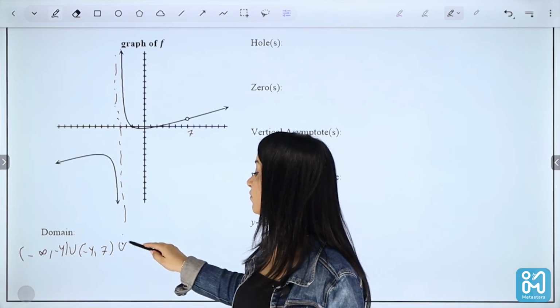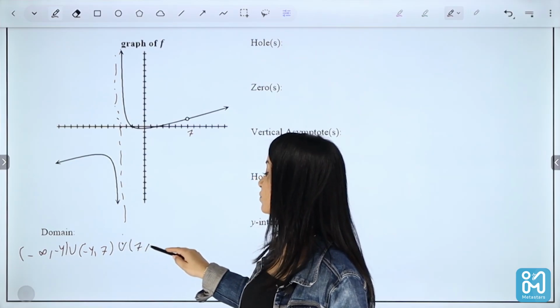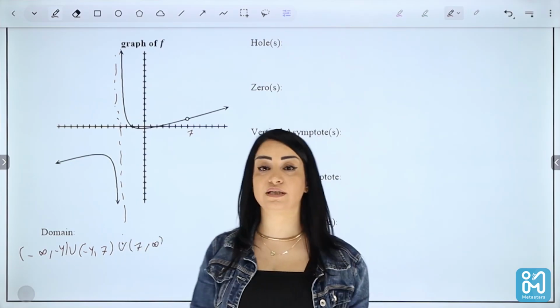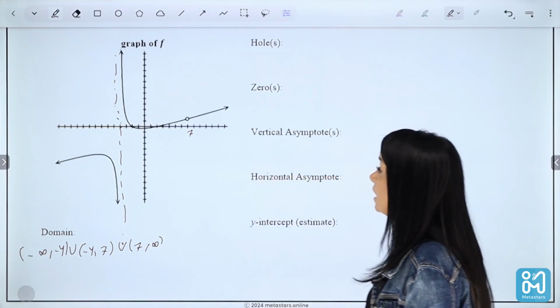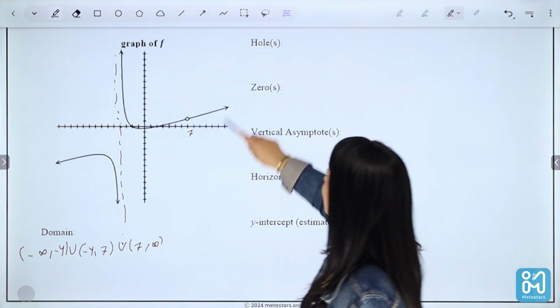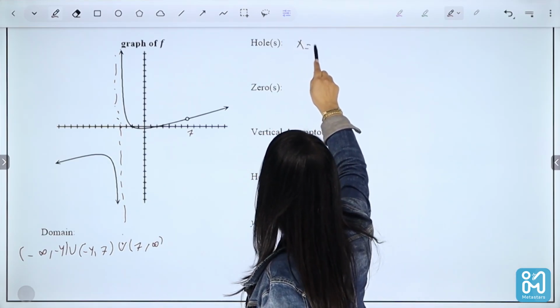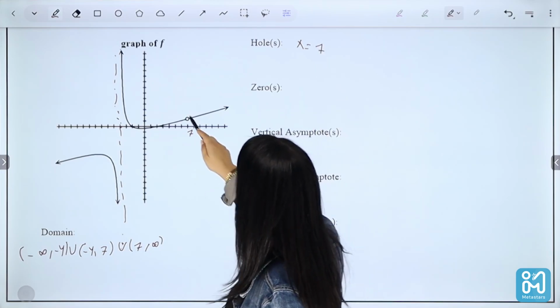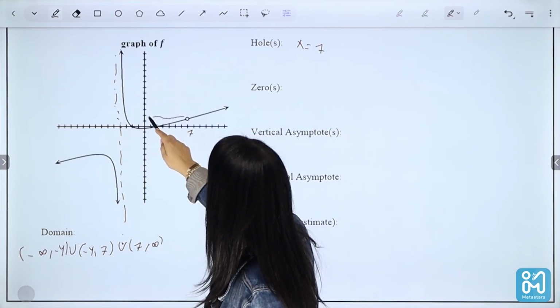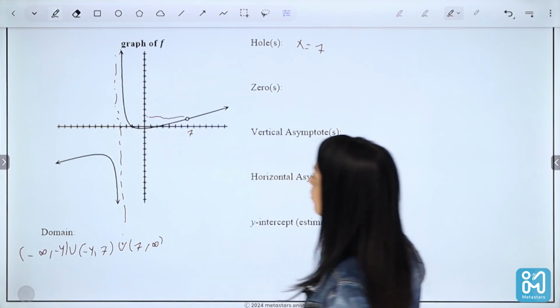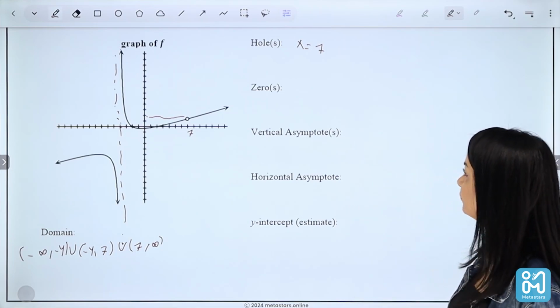Then we continue from 7 to where? From 7 to infinity. So this is the domain of this function. Now we need to find the hole. Here we have a hole at x is equal to what? At x is equal to 7, and we can say y is approaching 2.